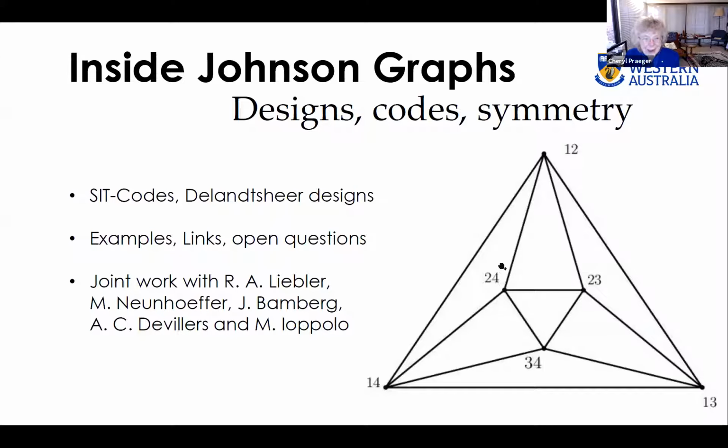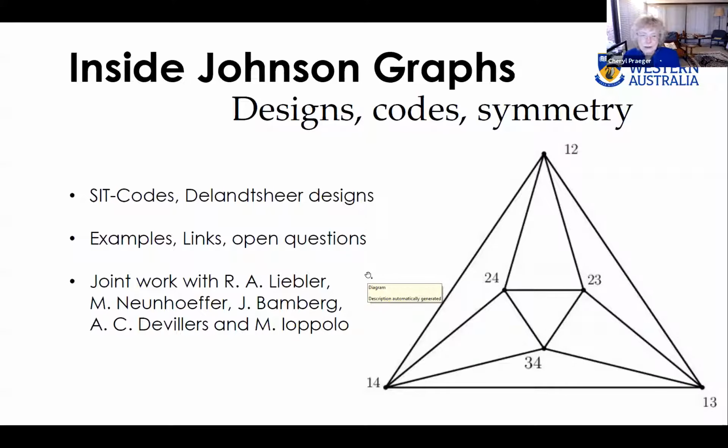So the talk today will be going inside of Johnson graphs. We'll be looking at designs and codes, and it will be guided everywhere by symmetry. The sorts of codes we're going to look at are called SIT, strongly incidence transitive codes, and there'll be Delandtsheer-Dembowski designs. I'll give examples and links, and there'll be plenty of open questions.